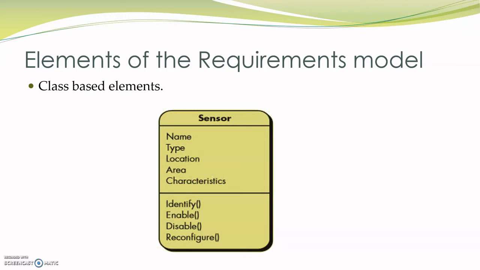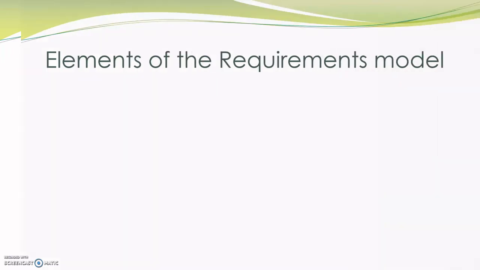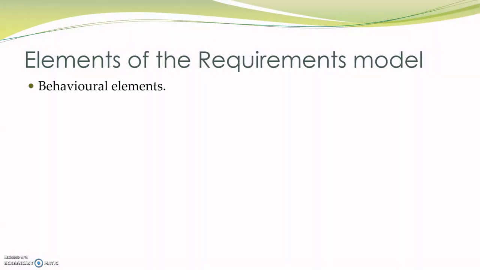The next element of the requirements model is behavioral elements. So let's see what behavioral elements are. The behavior of a computer-based system can have a profound effect on the design that is chosen and the implementation approach that is applied. Therefore, the requirements model must provide modeling elements that depict the behavior.